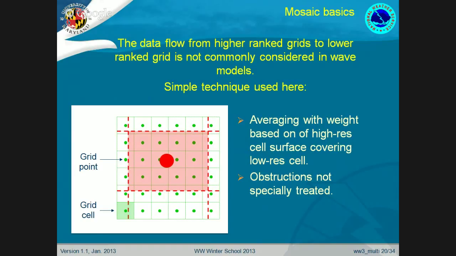The way it works in practice is that typically you have a coarse grid. You have your grid cell here in red, and there are your grid points, and the green here will be your fine grid. What is done is to make these two work together. There's no special treatment for the obstructions. The way the green stuff is averaged to get the red dot value is just based on the weights, on how the red grid cell overlaps the green grid cells.